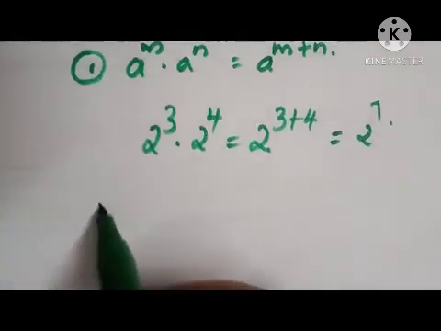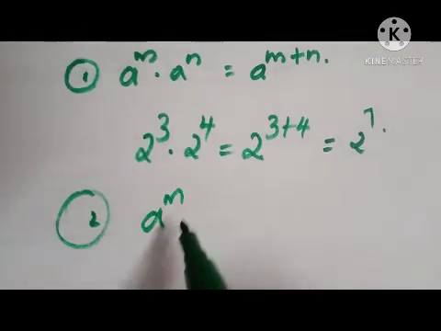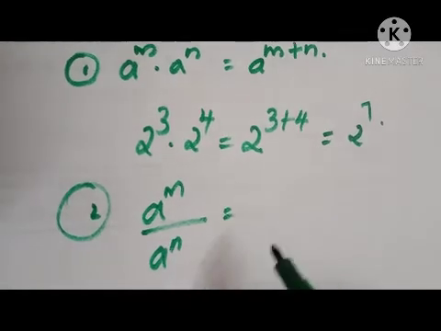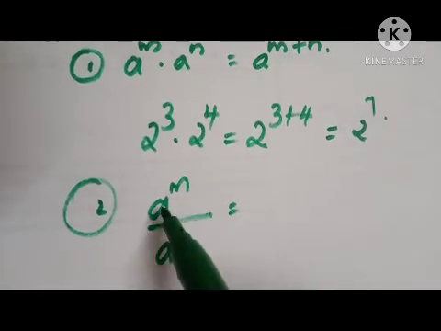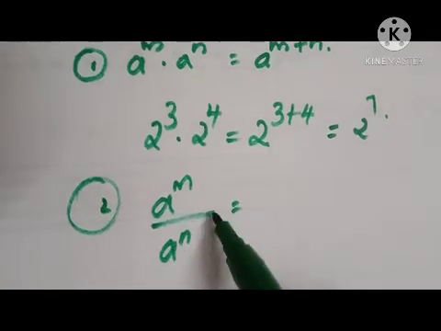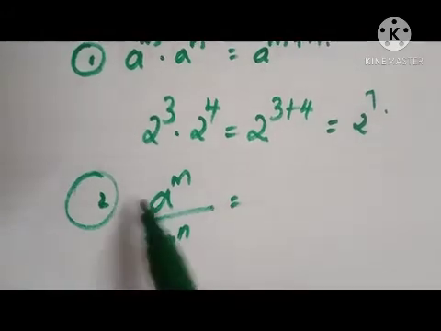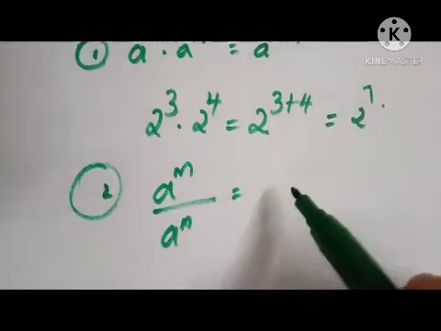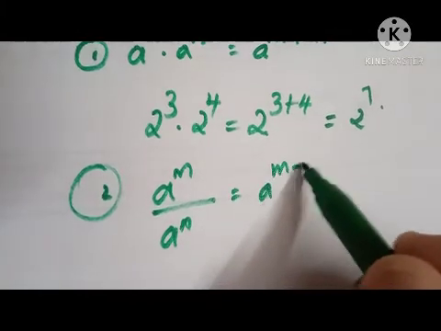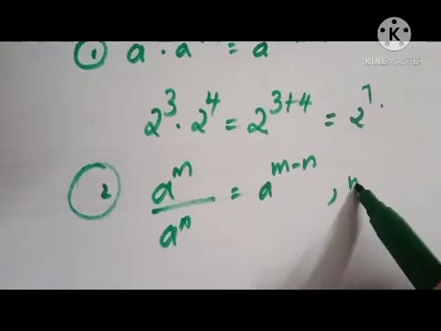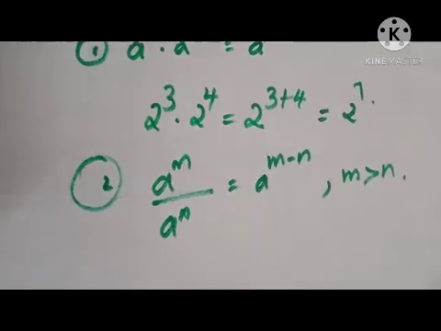Then second one is a raised to m divided by a raised to n. Between them the operation is division. Base is same but exponents are different. So its answer is a raised to m minus n. Here one condition is there, m should be greater than n.